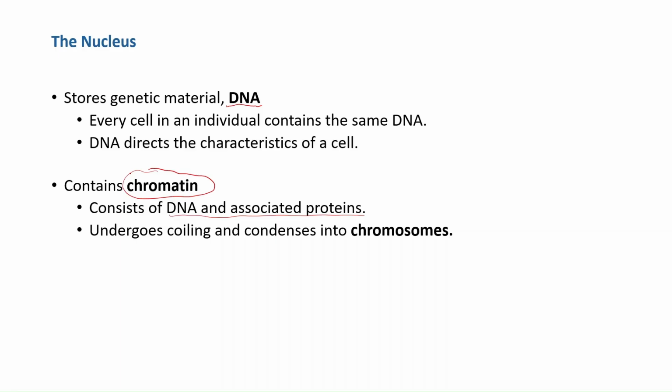And chromatin will be very, very long, but it coils. It coils, condenses, and sometimes it relaxes, depending on the stage of the cell cycle. We'll see all of that. But when it's condensed, we'll call it a chromosome.